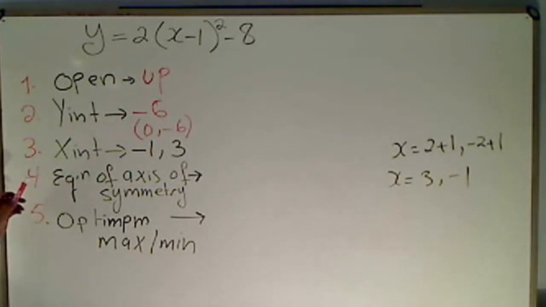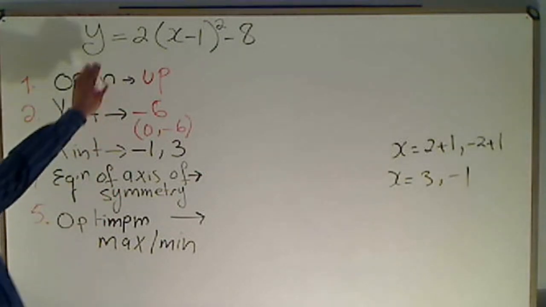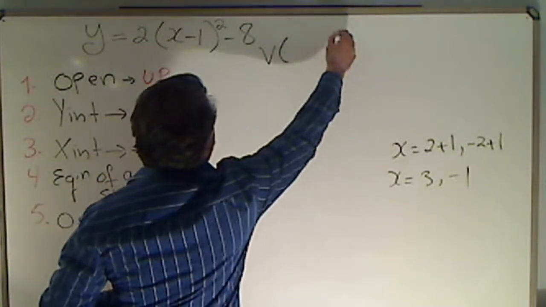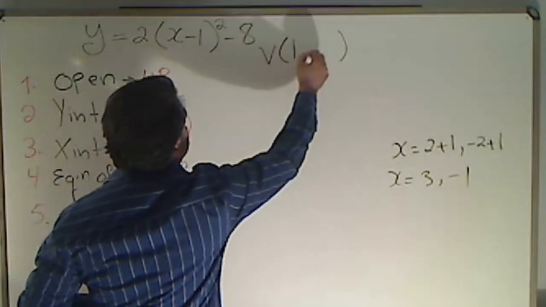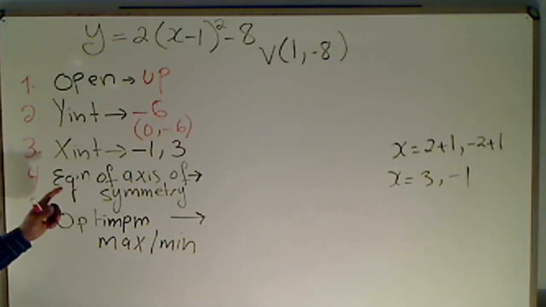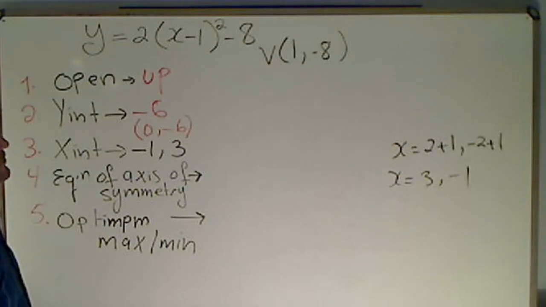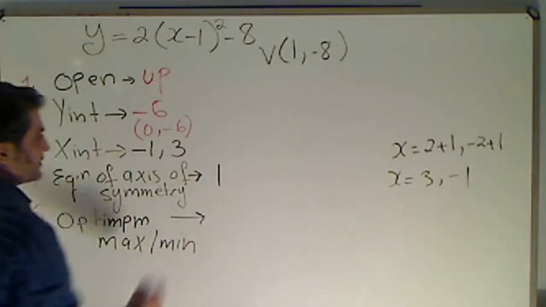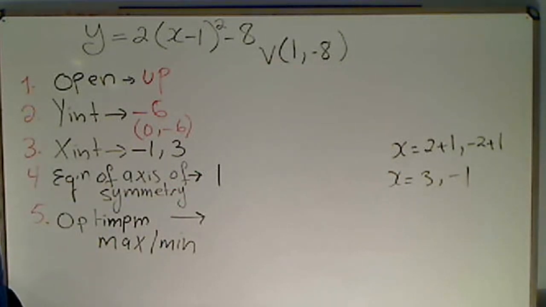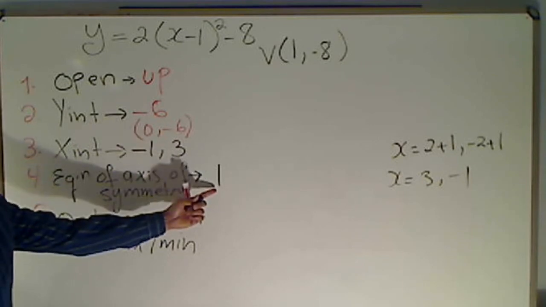So the next step, number 4, is to find the equation of the axis of symmetry. Since this relation is already in vertex form, we know that the vertex would be (1, negative 8). So that's the vertex of this relation. Now, to prove that the x-coordinate of the vertex is positive 1, which is the equation of the axis of symmetry, you can add the zeros and divide by 2, and it should match the answer. Because negative 1 plus 3 is 2, divided by 2 is 1.